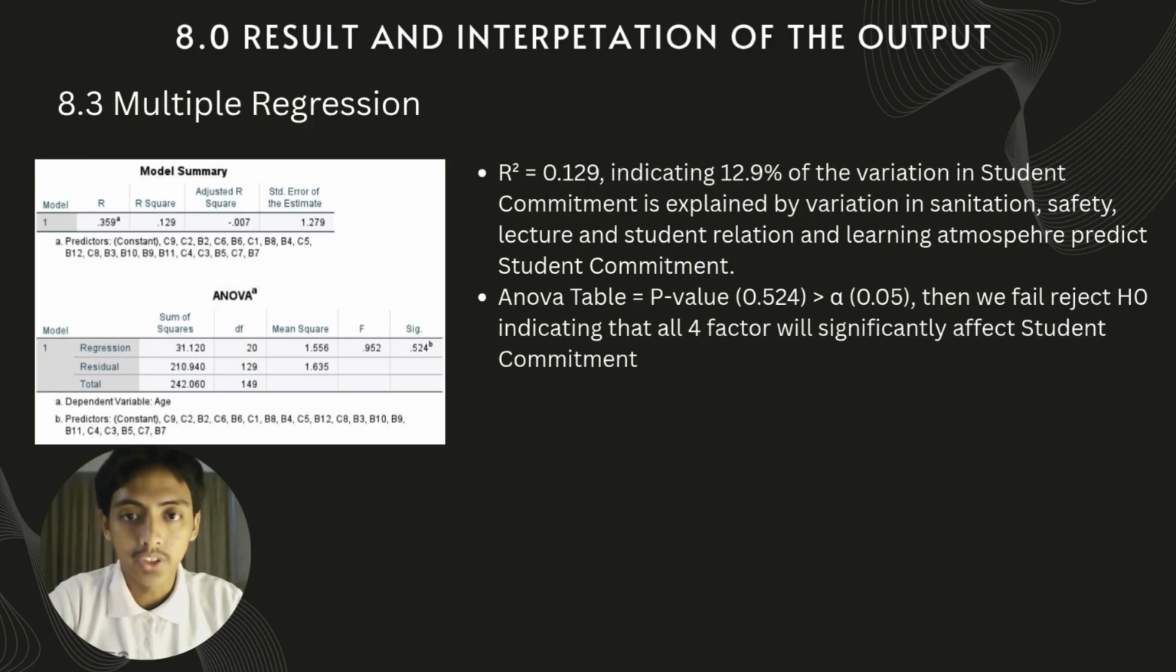In multiple regression, we find that R2 is equal to 0.129, which indicates that 12.9% of the variation in student commitment is explained by variation in sanitation, safety, lecturer and student relation, and learning atmosphere. And in the ANOVA table, the p-value is 0.524, which is bigger than alpha 0.05, which means that we fail to reject H0.